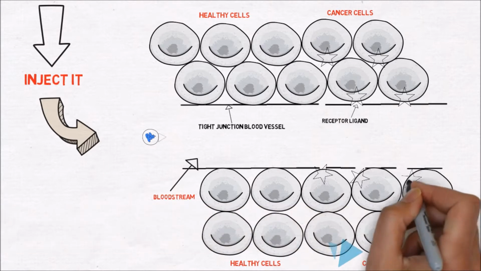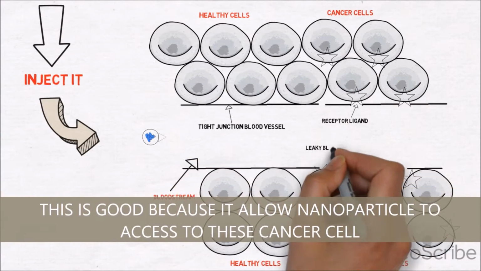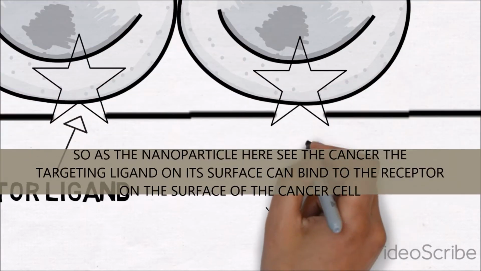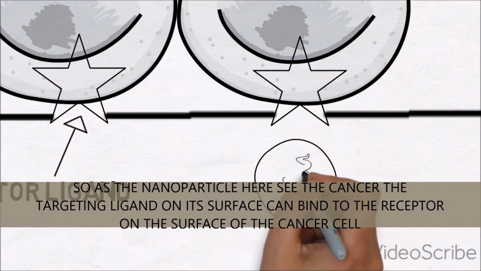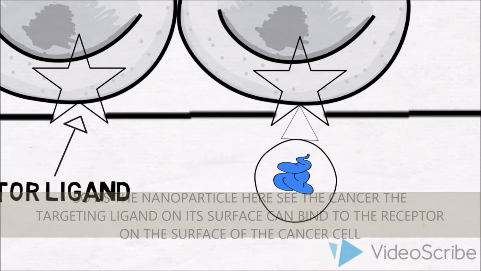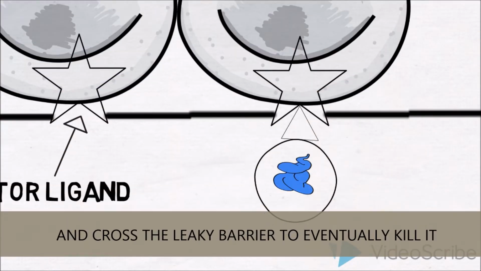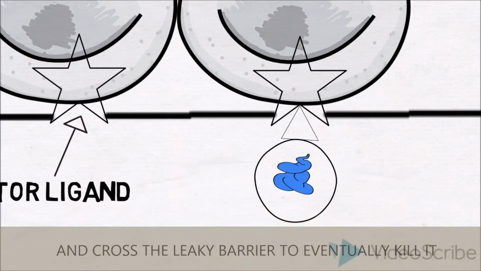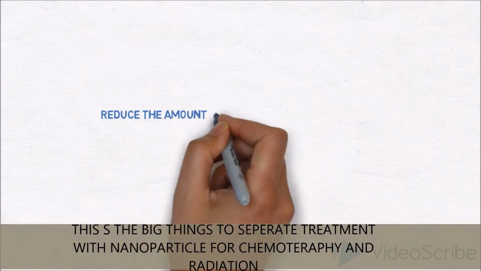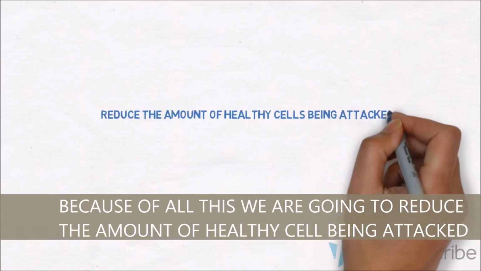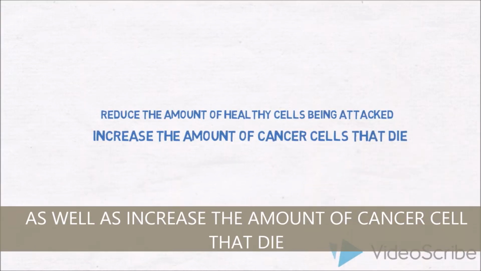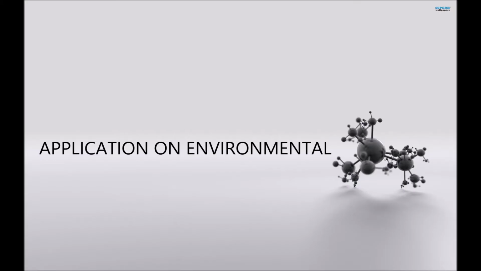This is good because it allows our nanoparticle to have access to these cancer cells as it makes its way through the bloodstream. So, as the nanoparticle nears these cancer cells, the targeting ligand on its surface can bind to the receptor ligand on the surface of the cancer cell and cross the leaky barrier to eventually kill it. This is the big thing that separates treatment with nanoparticles from chemotherapy and radiation therapy. Because of all this, we're going to reduce the amount of healthy cells being attacked as well as increase the amount of cancer cells that die.